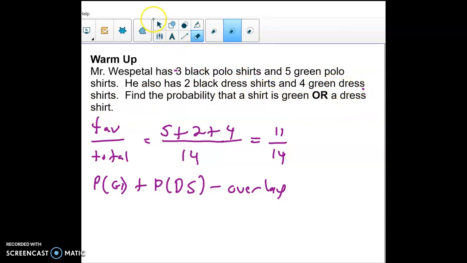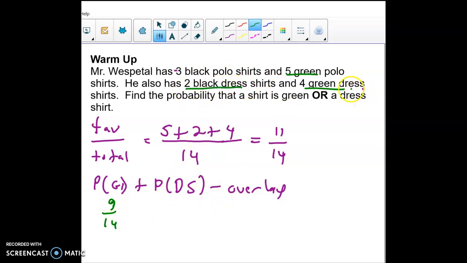And so the formula I would do, if we do the green ones first, we would do these 5 plus those 4, so we'd have 9 out of 14 for the green ones. Sorry for the poor handwriting. The dress shirts, these 2 are dress shirts, these ones are dress shirts. So you'd have 2 plus 4 dress shirts would be 6 out of 14 dress shirts.